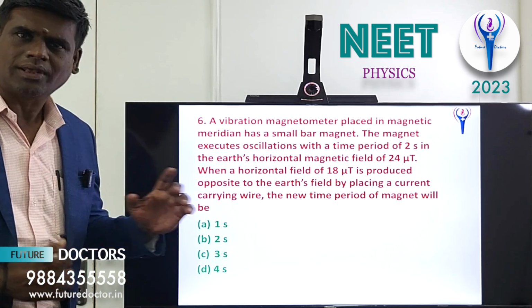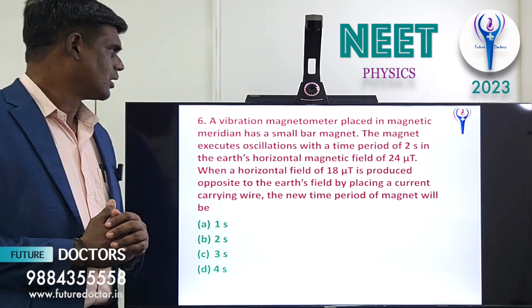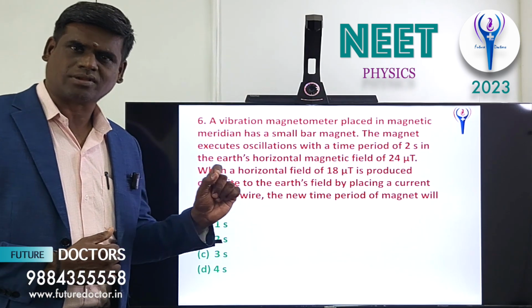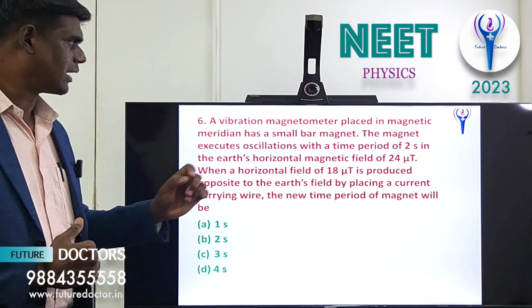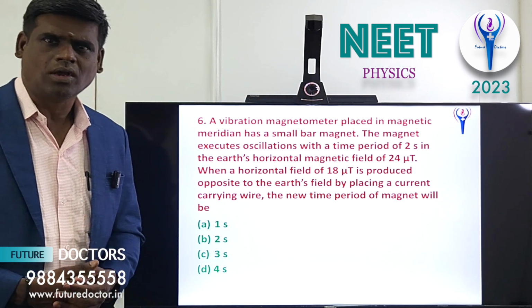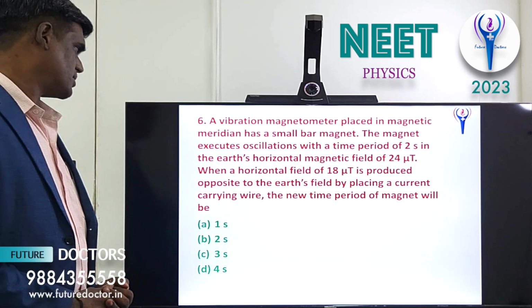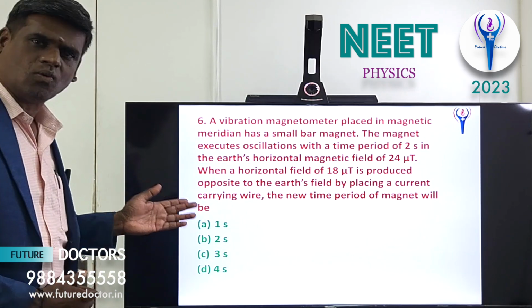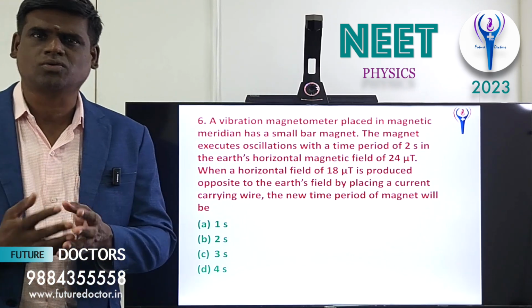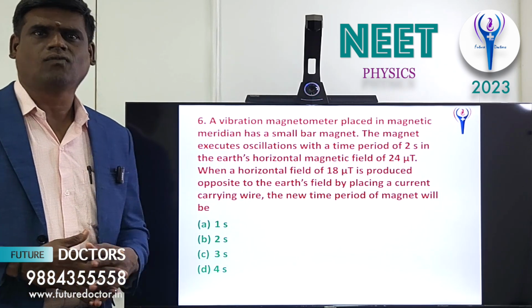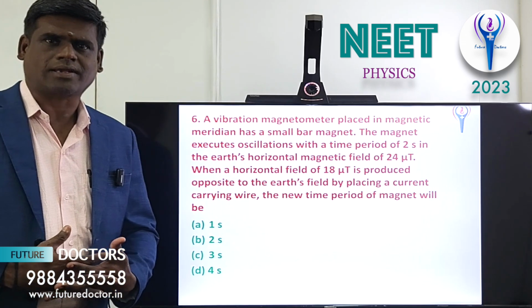Here, what is that mu T? T is a Tesla, which is a unit of magnetic field. Mu T means micro Tesla. Micro Tesla is equal to 10 power minus 6 Tesla. Okay. So the new time period you want to find. Option A 1 second. Option B 2 seconds. Option C 3 seconds. Last option 4 seconds. Next we'll move to the next question.